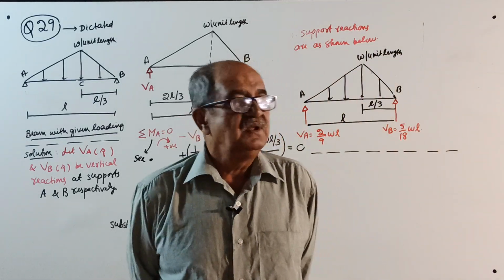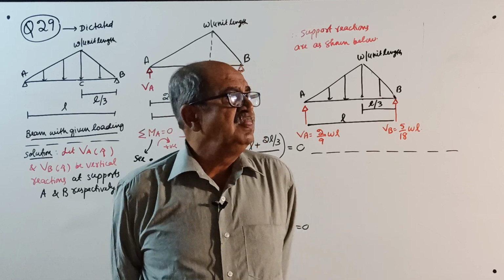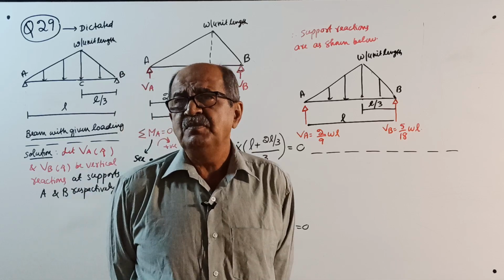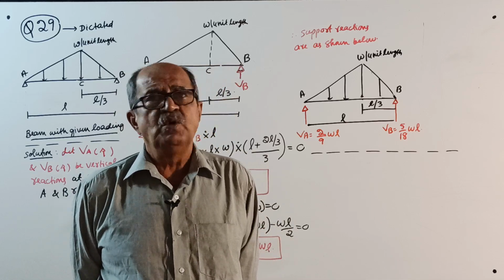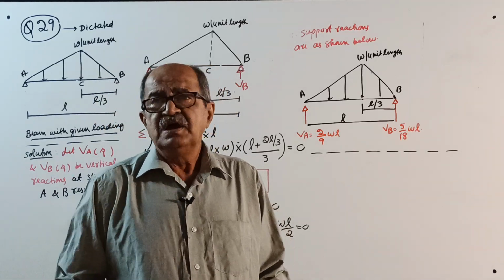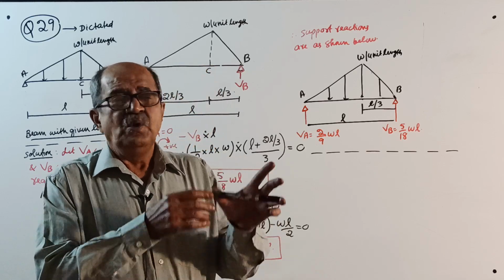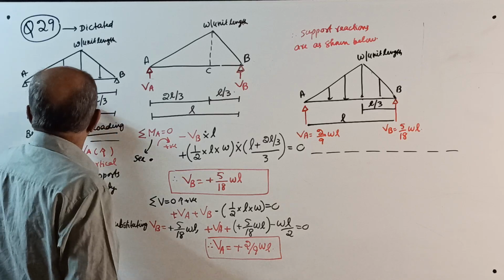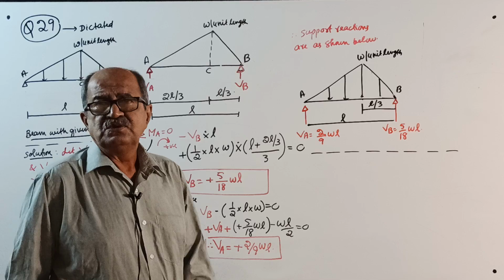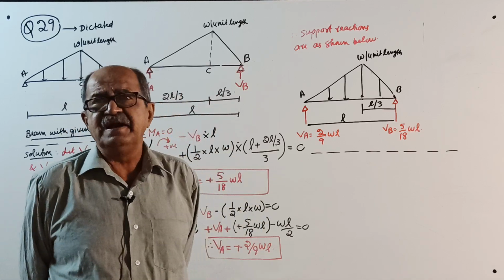Welcome. We are continuing support reactions, same title as last time. You can write support reactions for a simply supported beam subjected to a uniformly varying load represented by a triangle in general. Last time I solved a question where I took one side as A, the other as B. There is no link between A and B, so it involved a little lengthy calculation, not all that lengthy.